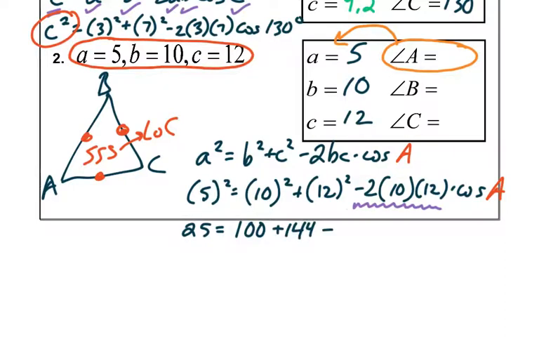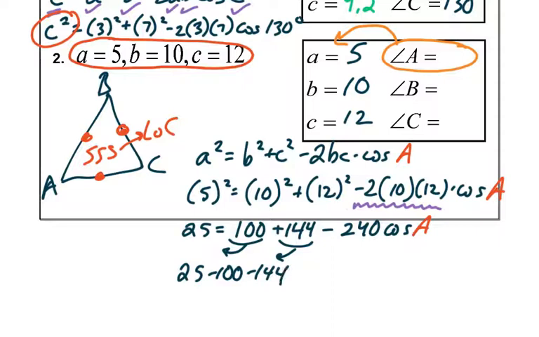And that's what we have here. Great. Now, when we subtract things over, let's bring these over and subtract. Or we can add those two terms together and subtract the bigger term. That's fine. But I basically have 25 minus 100 minus 144. And then we're going to divide by the negative 240 that was in front of the cosine of A, which will give the cos A by itself. Again, remember that negative comes over with you.